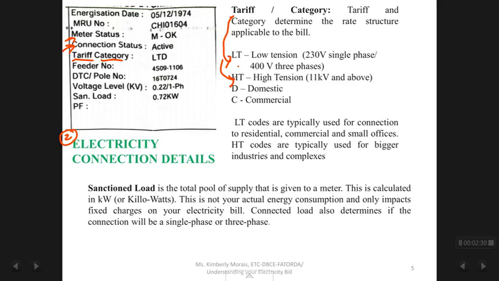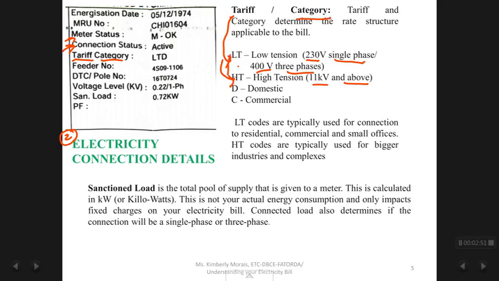Under low tension, at your homes, you have either a single-phase or a three-phase connection. For low tension, the single-phase voltage is 230 volts. For three-phase, it is 400 volts. High tension is around 11 kV and above, so it goes under the category of high tension. This is the tariff part.